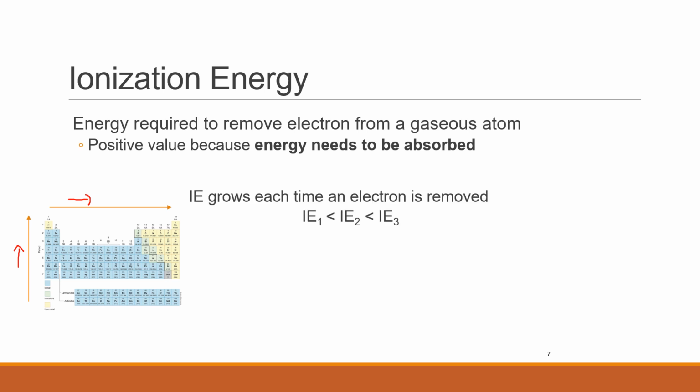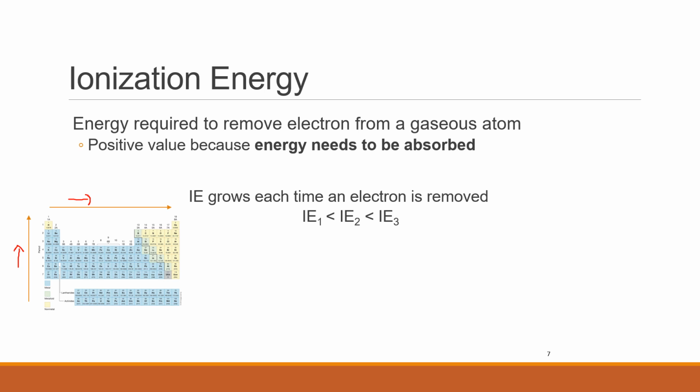It's also important to note that ionization energy grows each time an electron is removed. So if you're referring to hydrogen, for example, well, bad example because that only has one electron, let's do calcium. If you're looking at neutral calcium and you're removing an electron from it, the ionization energy required to remove that electron is going to be lower than if you're trying to remove a second electron. So why is that the case?